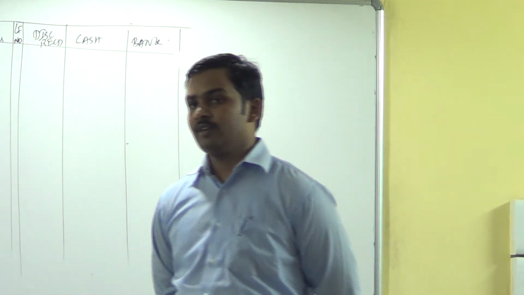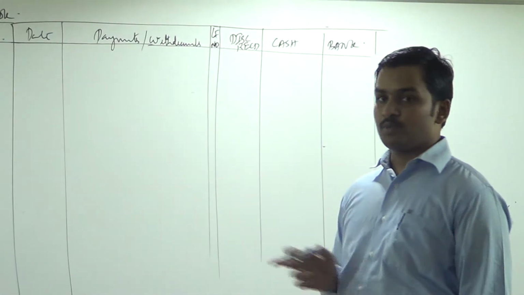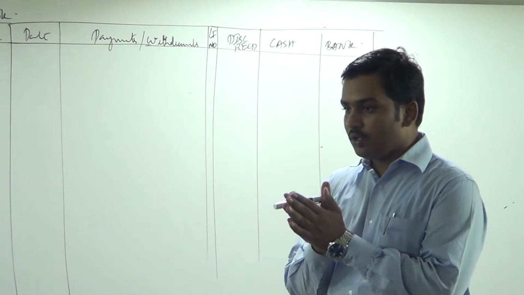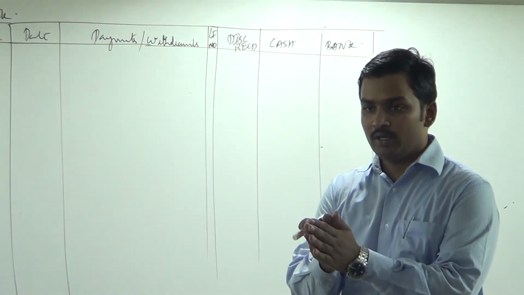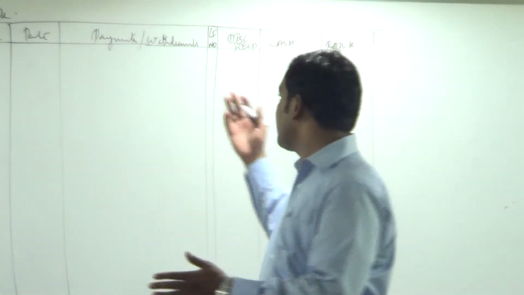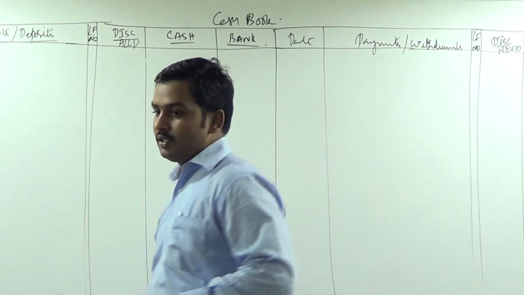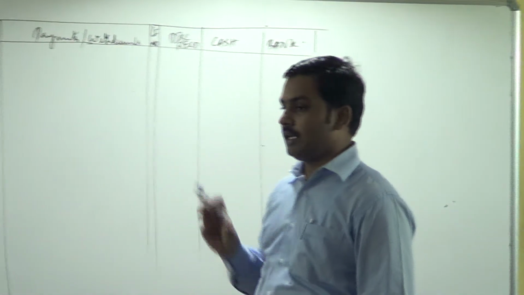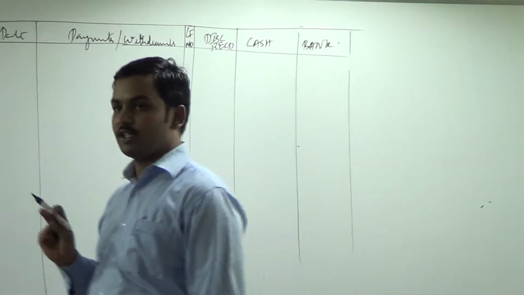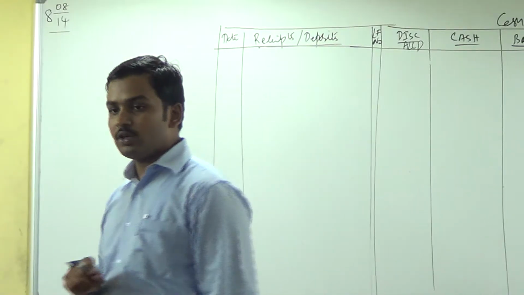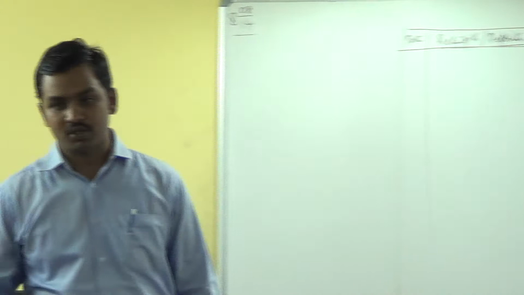Now listen to me carefully. Triple column cash book is actually a mixture of two books, cash book and bank book, maintained in one book. Plus we also maintain information relating to discount allowed and discount received. This will be used for discount allowed and this is for discount received. Cash information, bank information and discount information is captured in the same book. That is why it is called the triple column cash book.